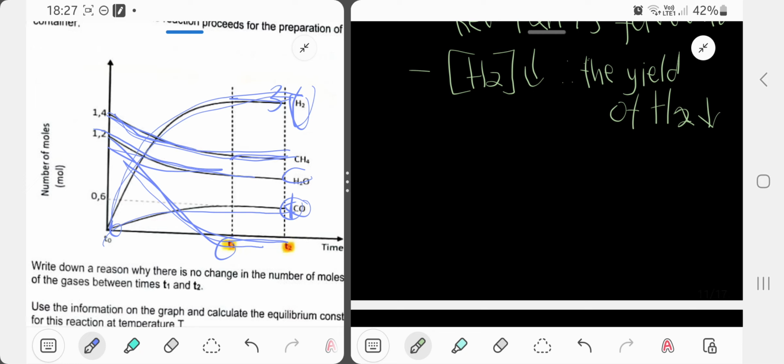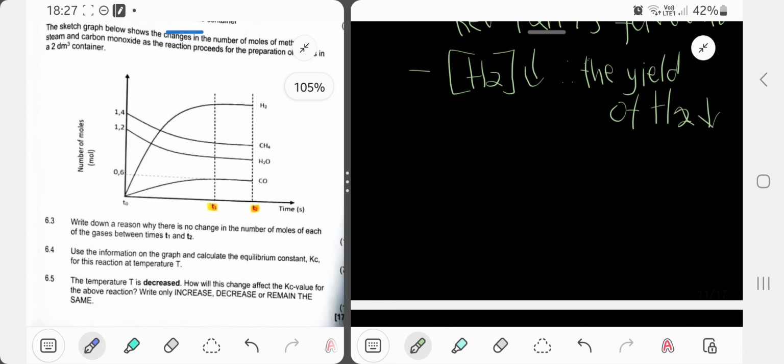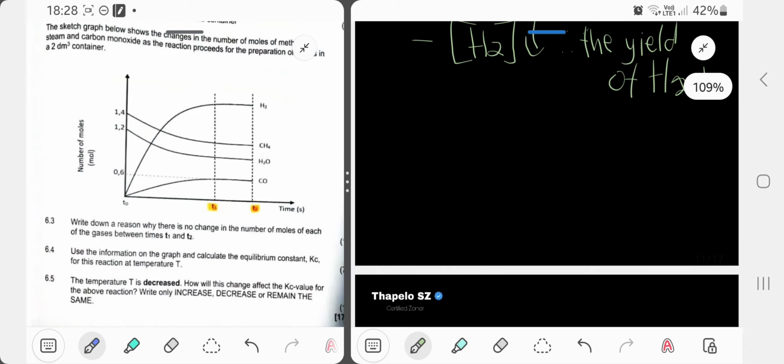But what we see are straight lines there. So this tells us that the system has reached a state of chemical equilibrium. Okay, let's move on to the question. It says to write down the reason why there is no change in the number of moles of each of the gases between times T1 and T2. We've just explained that.